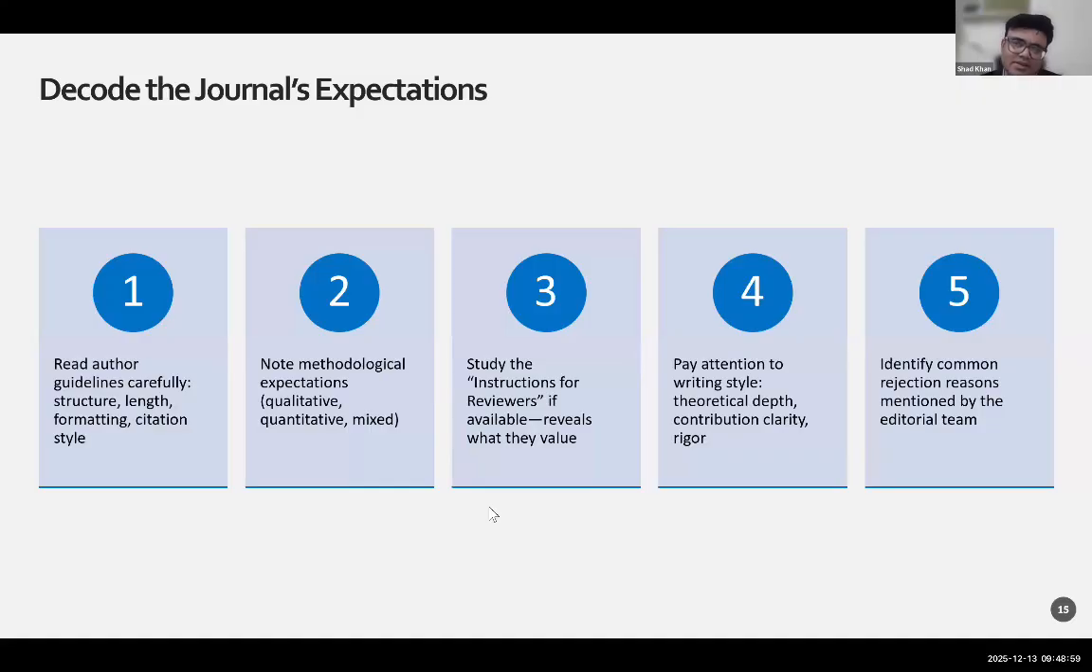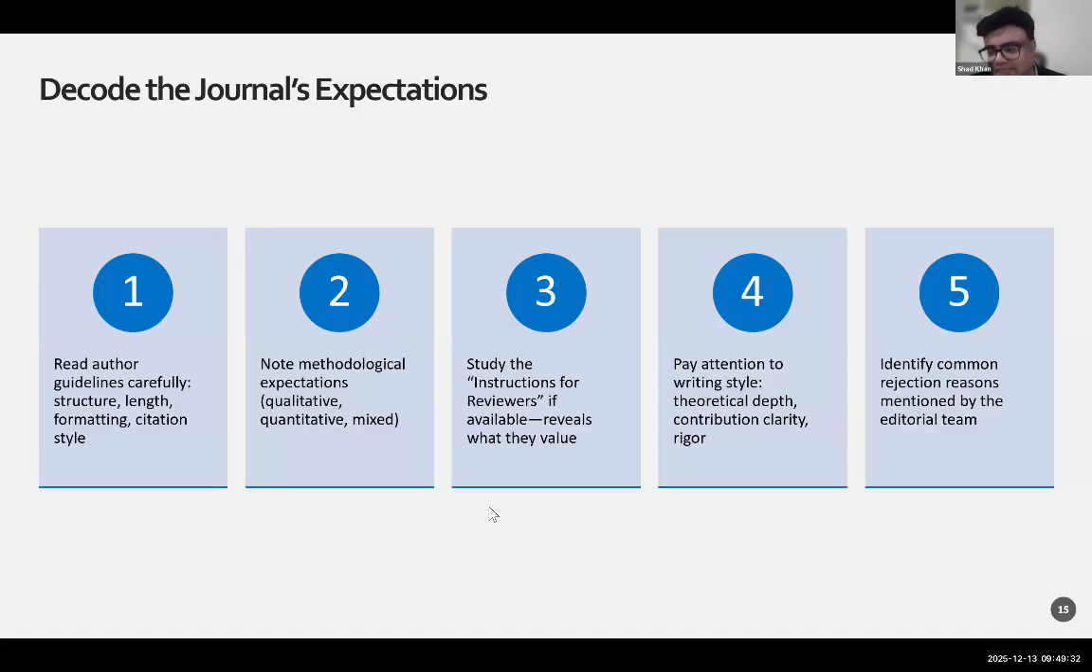There is something which we call reviewers. Many a time we don't give any sort of consideration to the reviewers. Try to see what the instructions for the reviewers are, because your paper will be sent for review and your reviewers will follow the same instructions. You need to see that whatever criteria have been sent to the reviewer, your paper is fulfilling all those criteria. There are other things as well, which are theoretical depth, contribution, and rigor, etc.